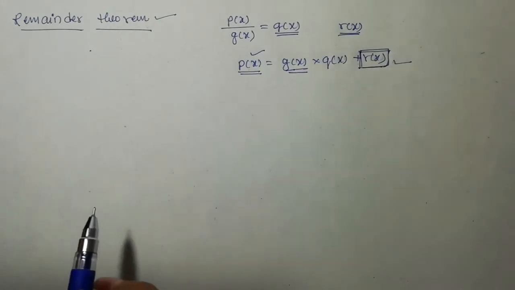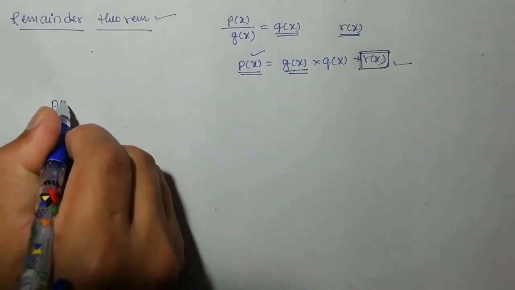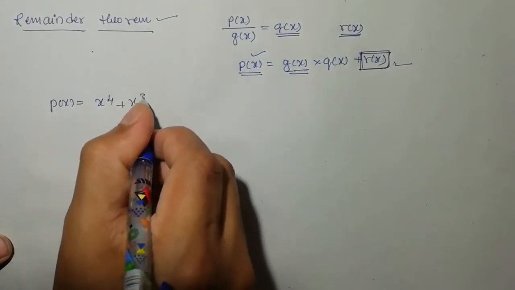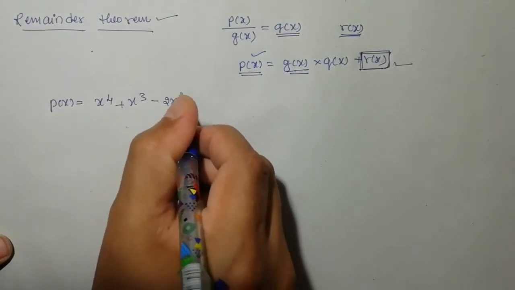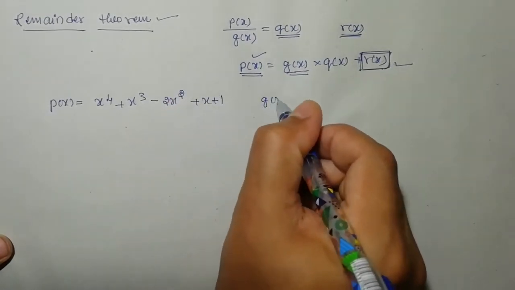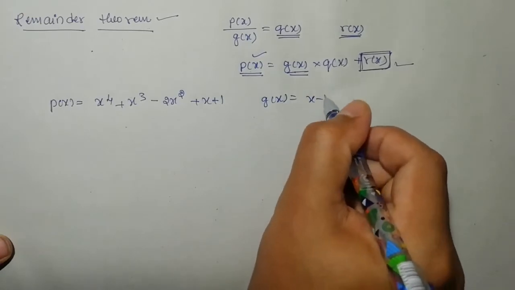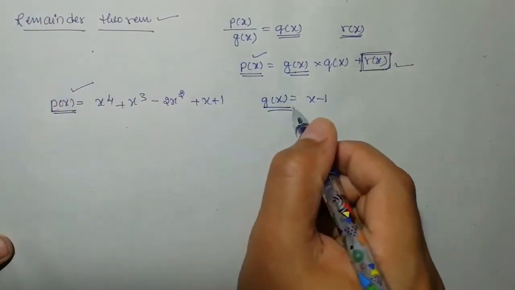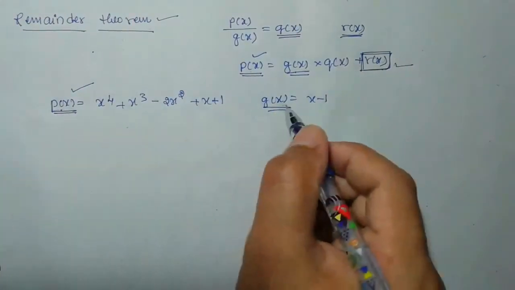I'm going to consider a polynomial like this: p of x is equal to x power 4 plus x power 3 minus 2x square plus x plus 1, and g of x is equal to x minus 1. This is the dividend and this is the divisor. I'm going to divide p of x by g of x.